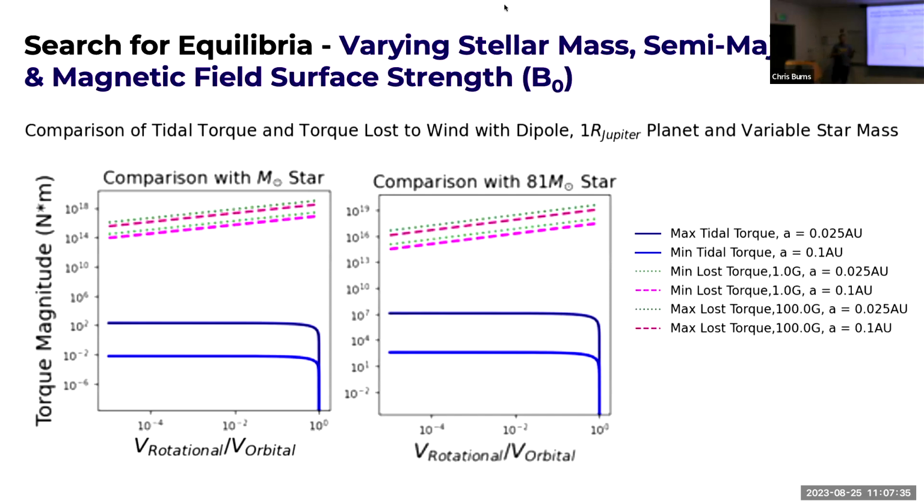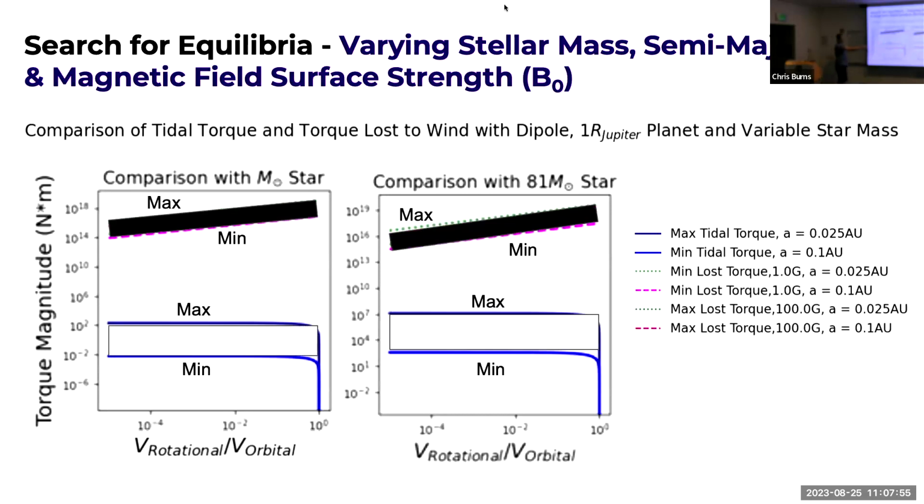First, we have so many parameters and variables that we can change. So I started by changing each parameter individually. I saw that changing the semi-major axis changes the tidal torque, which is shown here with solid lines. This line shows the maximum possible tidal torque, and this line shows the minimum possible tidal torque. Then I tried different values for magnetic field surface strengths and also semi-major axes, and I found maximum and minimum wind torque values here that are similar to this one.